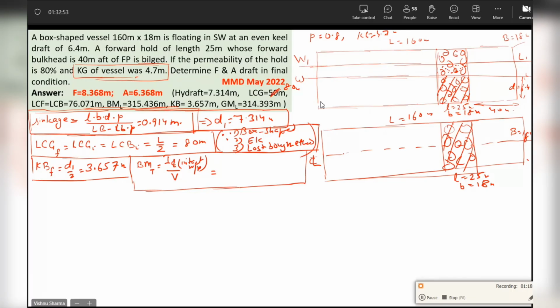It will be ICL of the whole water plane minus ICL of the lost water plane divided by volume of displacement LBD. This you have done yesterday also. For the last 2 days, you have used this. So please find, and anybody who's not able to solve or not understanding what I'm saying, please discuss.